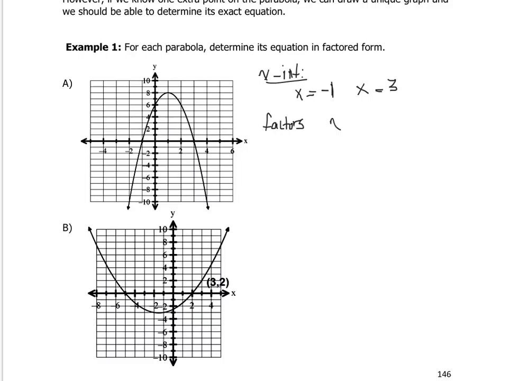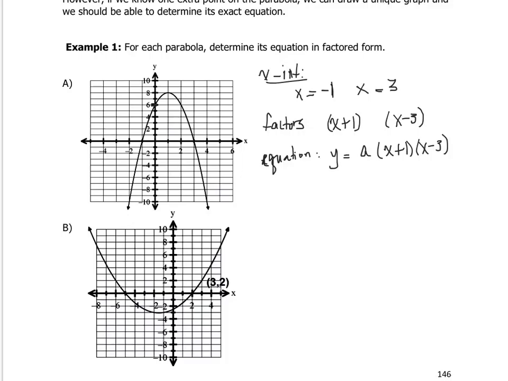If we work backwards, the factors would have to be x plus 1 and x minus 3, which means the equation would have to be y equals a. We don't know what a is, but we do know the factors would be x plus 1 and x minus 3. To find out specifically what a is, we pick another point on the parabola that isn't one of the x-intercepts and plug it into the equation to figure out what the a value has to be. So I'm going to pick the y-intercept.